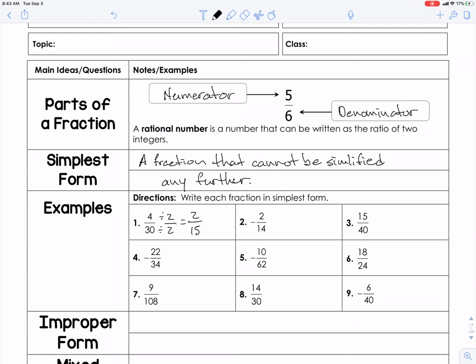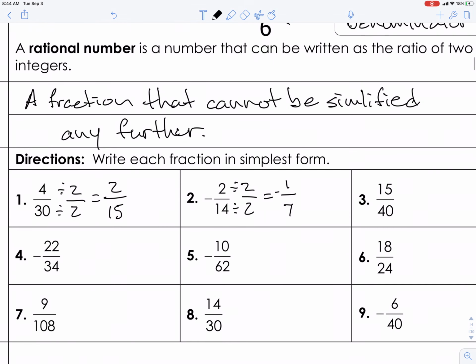What numbers can I multiply to get 14? Well, there's 1 times 14. I don't want to use those because 1 doesn't reduce anything. And 2 times 7. Okay, there's 2. 2 times 7 and 1 times 2 both have a 2 in them. So again, if I divide by 2 on top and bottom, 2 divided by 2 is 1. 14 divided by 2 is 7, and it's going to be negative. It's a negative answer. Moving on to number 3.